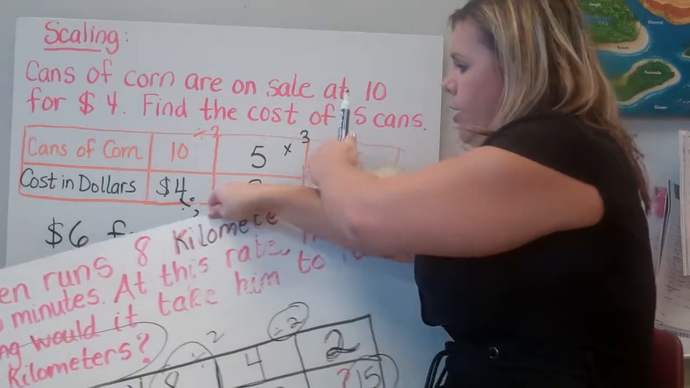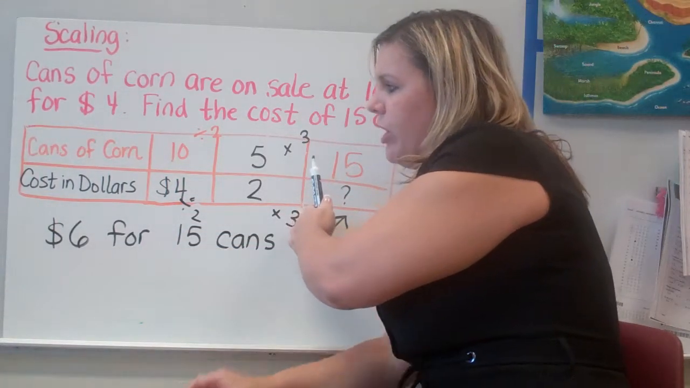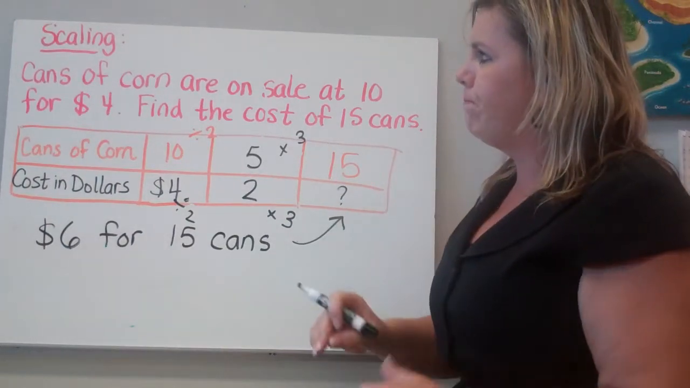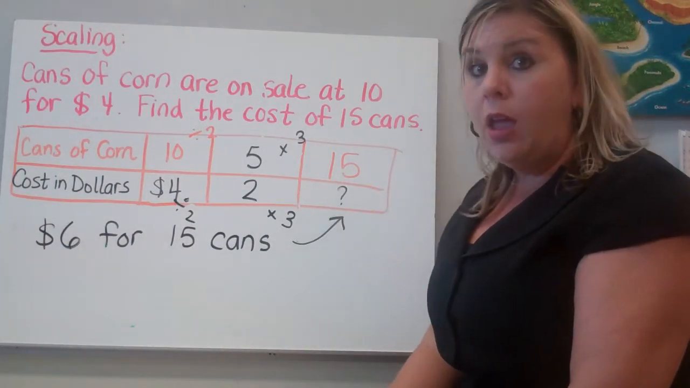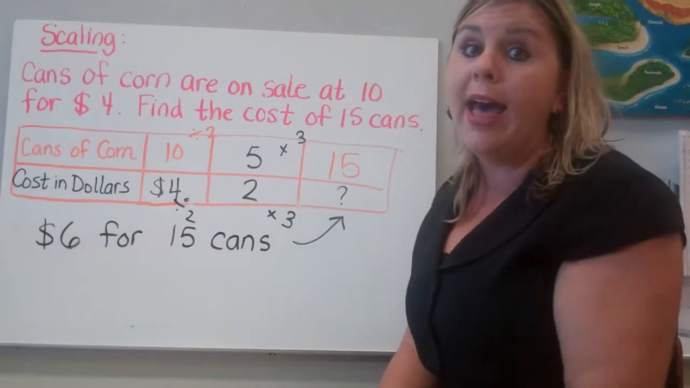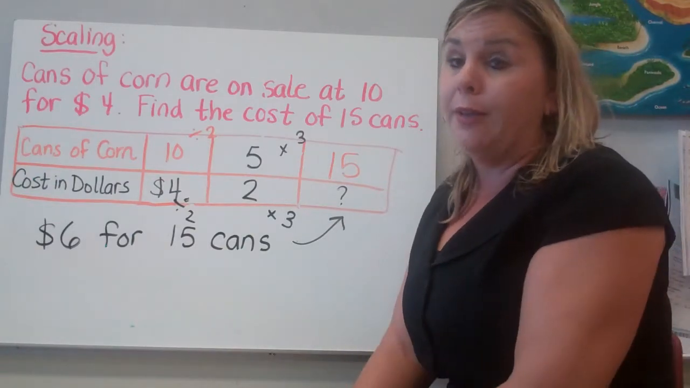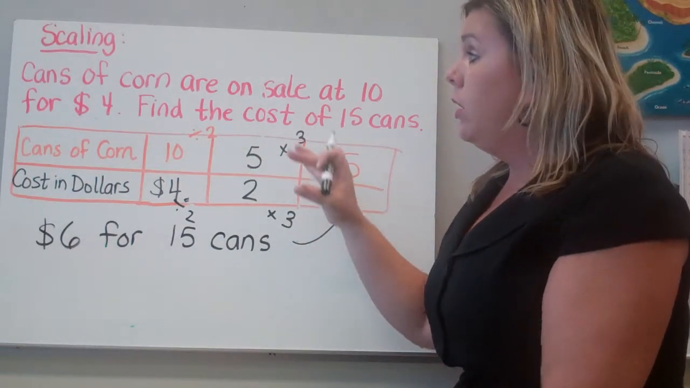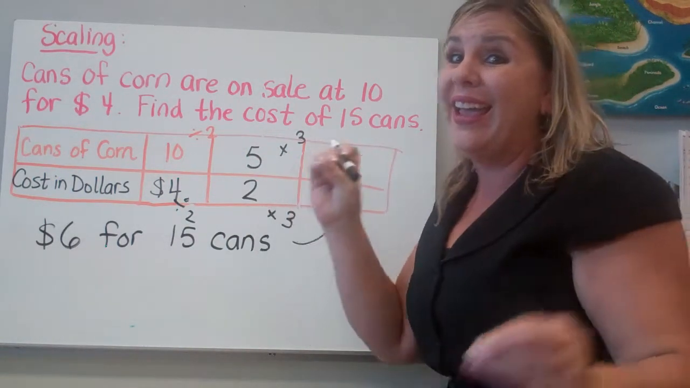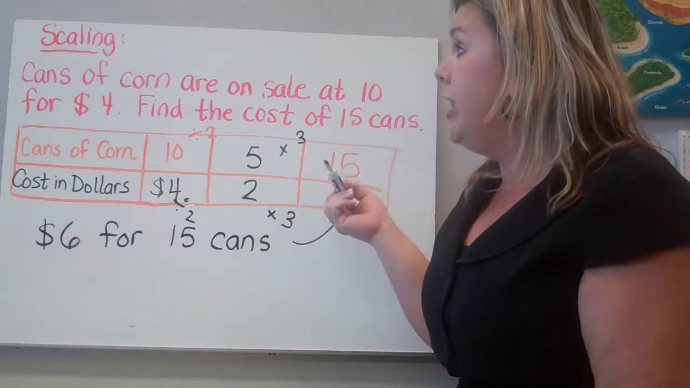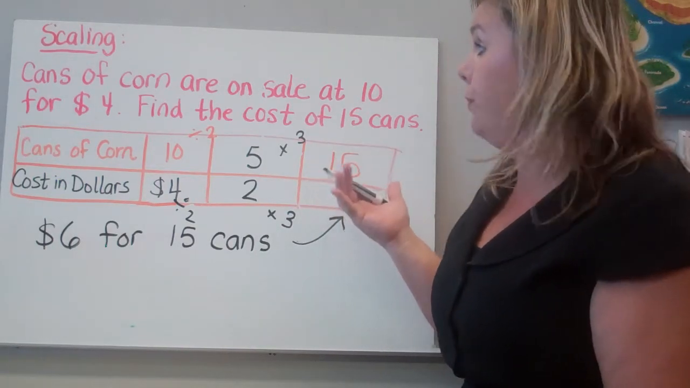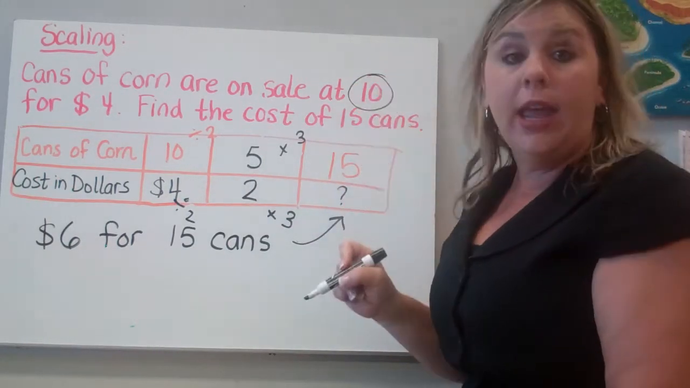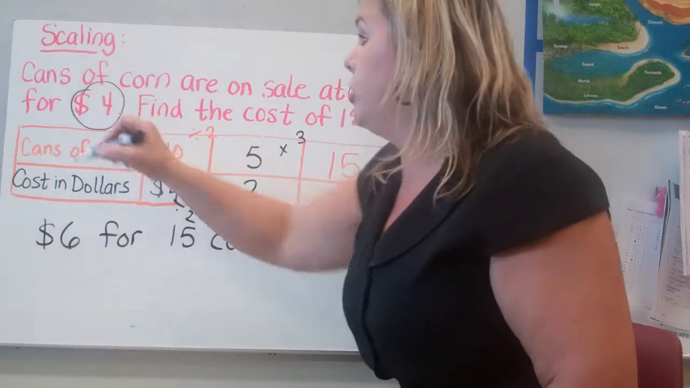Now, one more thing about ratio tables. Sometimes you have to use something called scaling. This is an example of scaling, and we'll be practicing this more in class later this week. Now, scaling sometimes involves multiplying and dividing. So pretend like we are buying some cans of corn, and we find out that they're on sale at 10 cans for $4.